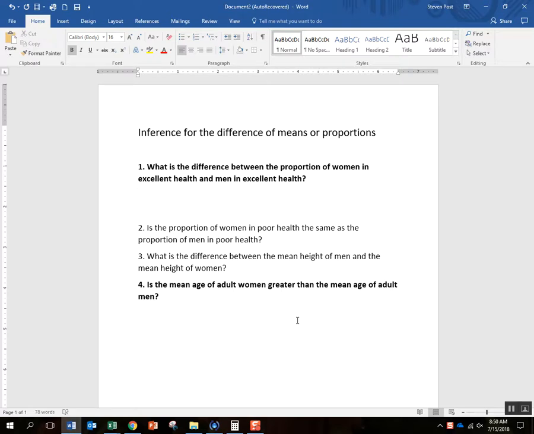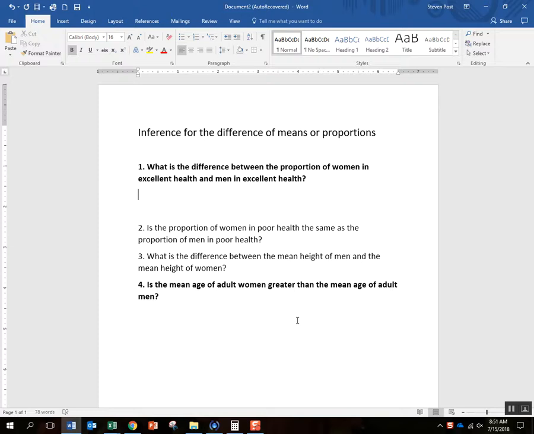We're trying to estimate a number, the number being the difference in the proportions of the two groups that are in excellent health. A second one would be, is the proportion of women in poor health the same as the proportion of men in poor health? So this would be a hypothesis test for the difference of two proportions. Are those proportions the same?